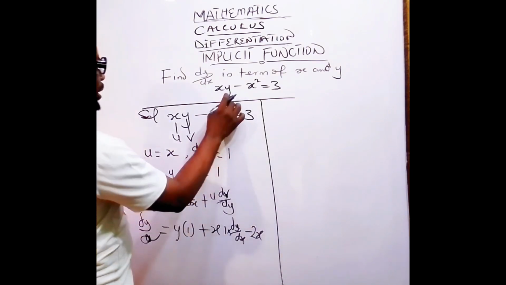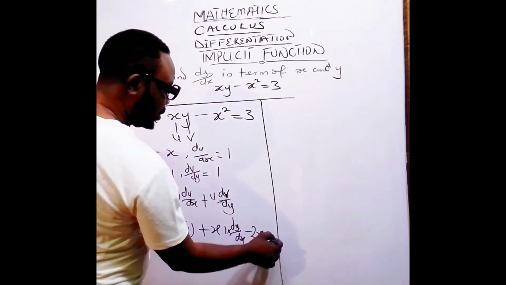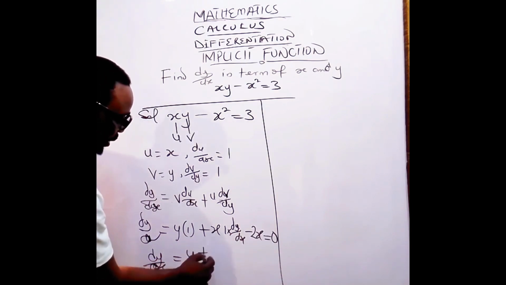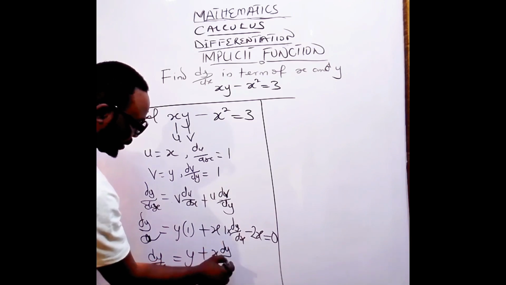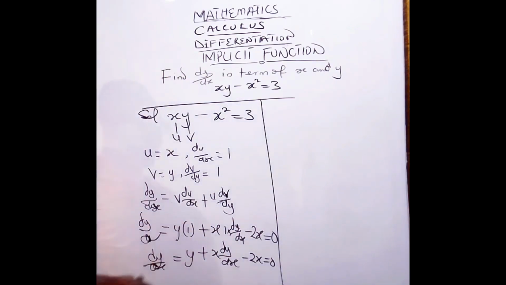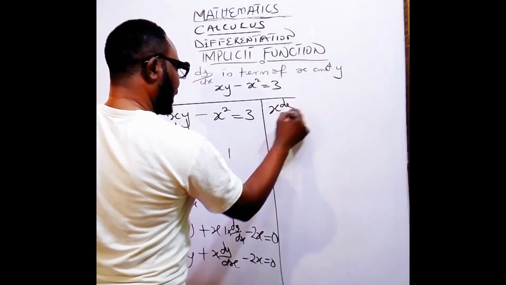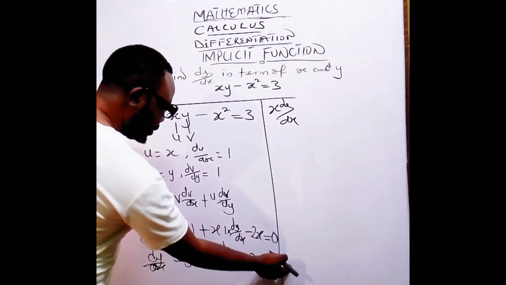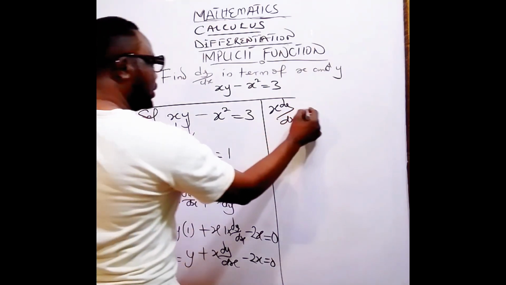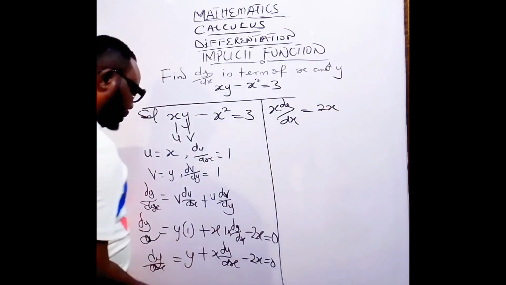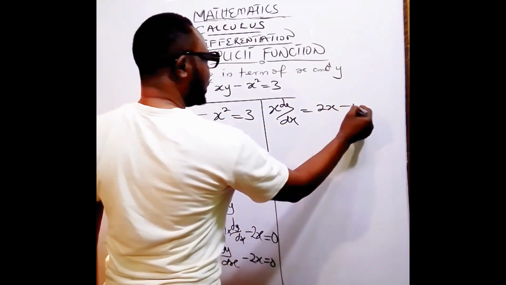So what is minus x squared? Differentiating x to the power 2 here, I get 2x, is equal to 0. So I'm having y plus x dy/dx minus 2x is equal to 0. So I'm going to have x dy/dx as a term here. Transferring this minus 2x to this side, and as well transferring this y to the other side, I'm going to have minus 2x become plus 2x. Then this plus y here becomes minus y.